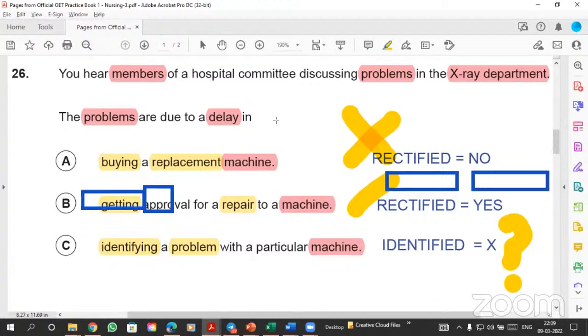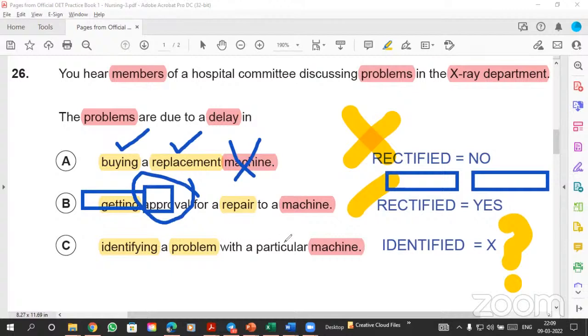Try to understand what is right and what is wrong. So here, replacement is right. Buying is right, but machine is wrong. They're not buying a machine, they're not replacing a machine. Okay, right? Now, approval. Approval means what? You know what is approval? Approval means authorization, acceptance. Somebody should sign.